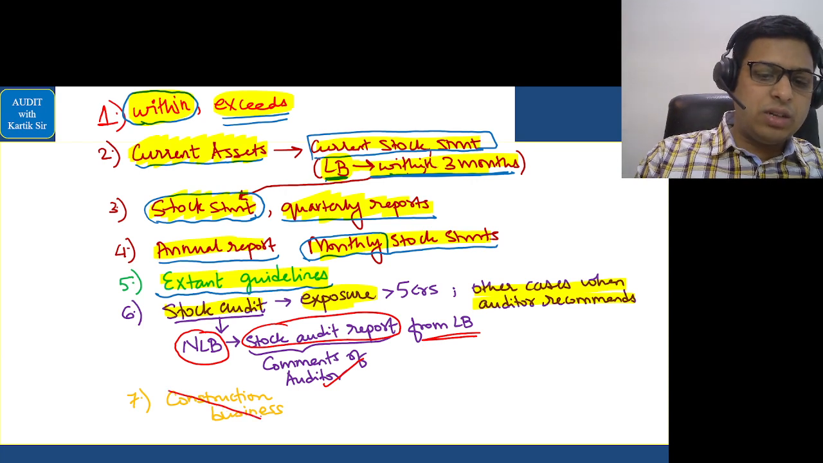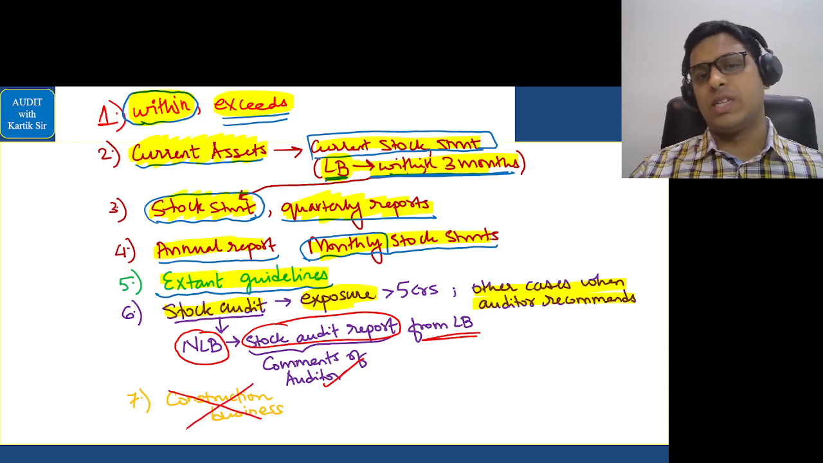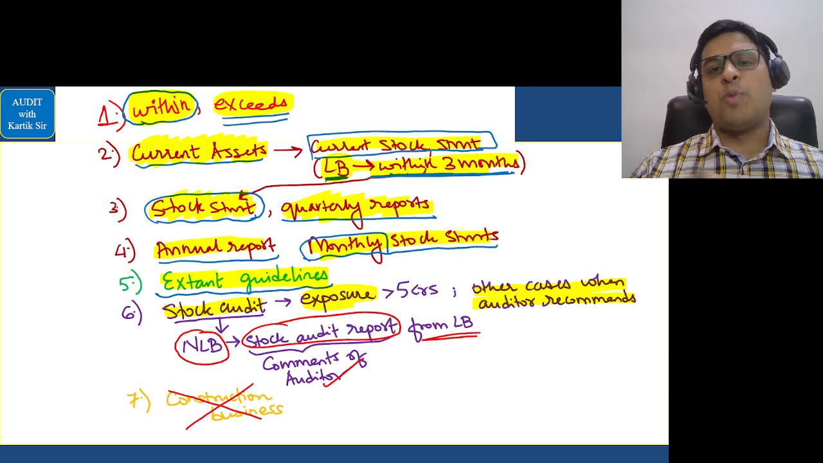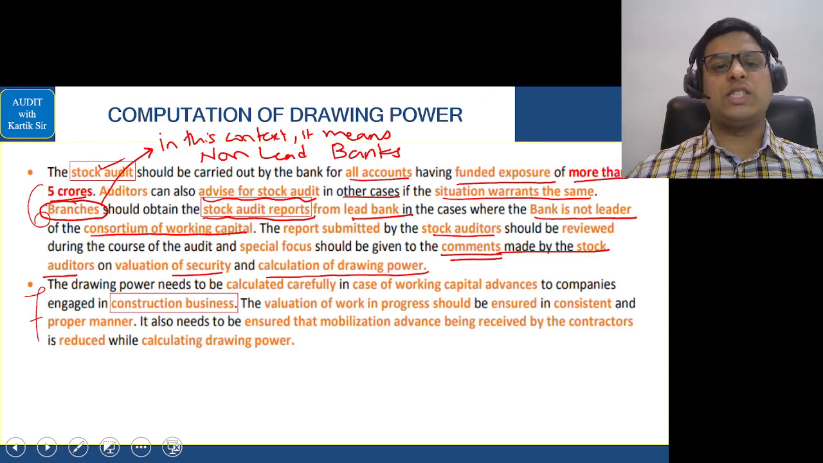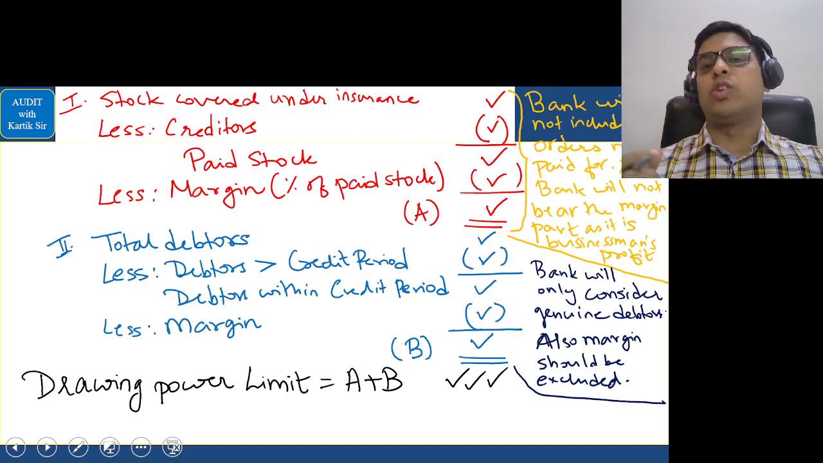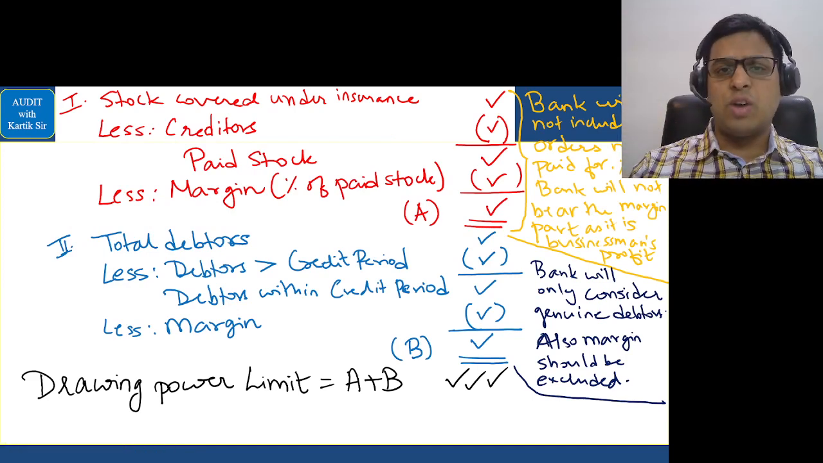This construction business point is not there in the new syllabus, it is there in the old syllabus. They have removed this point in the new syllabus. Okay, let's go further. Now if they ask you a numerical question in relation to computation of drawing power, this is what you have to do.